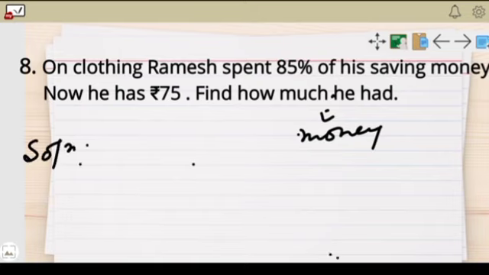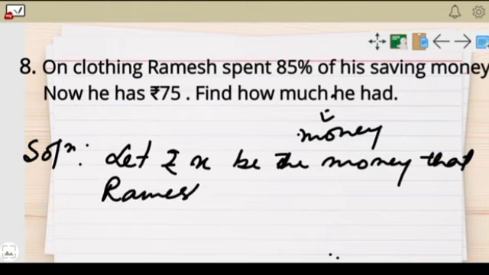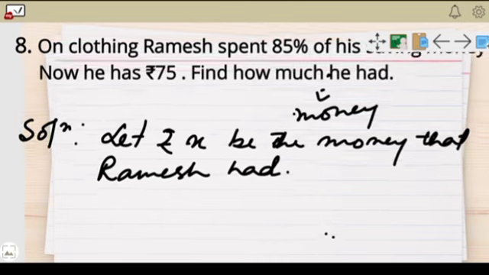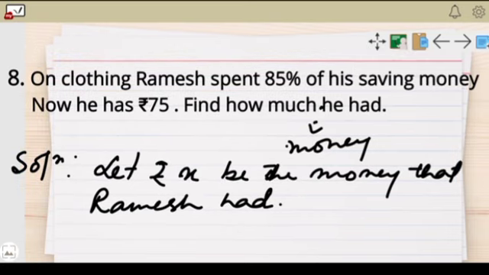Solution. Let rupees X be the money that Ramesh had. So in the next step, what we're going to do, we know that he has spent 85%. And then what happened? After that, now he has just 75. 75 is the remaining money that he has after spending his 85% on his clothing.